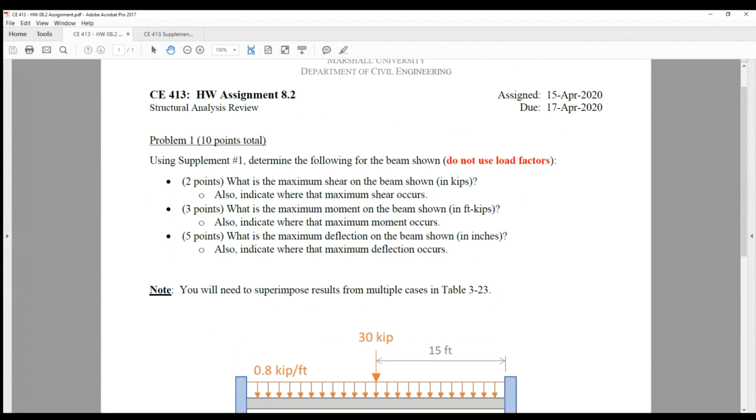Any other quick questions before I sign off and go to steel? Like I said, I'll fix that to where it's not supposed to say table 3-23. It's supposed to say supplement 1. I'll fix that. I'll give everybody a minute to see if they have any questions.